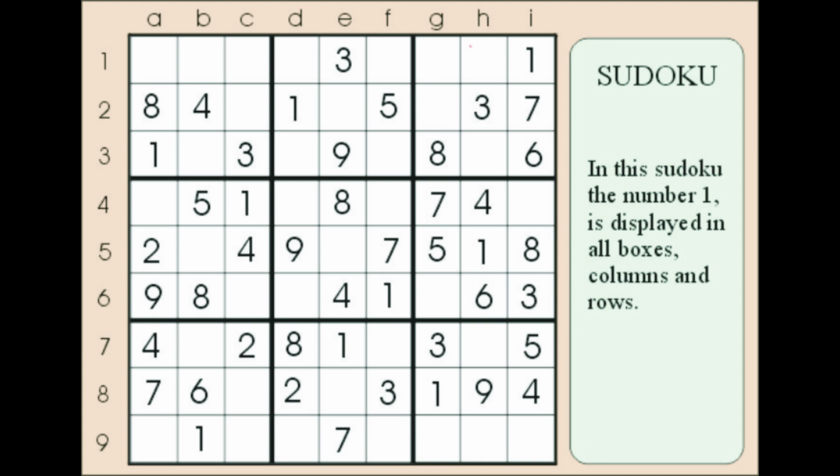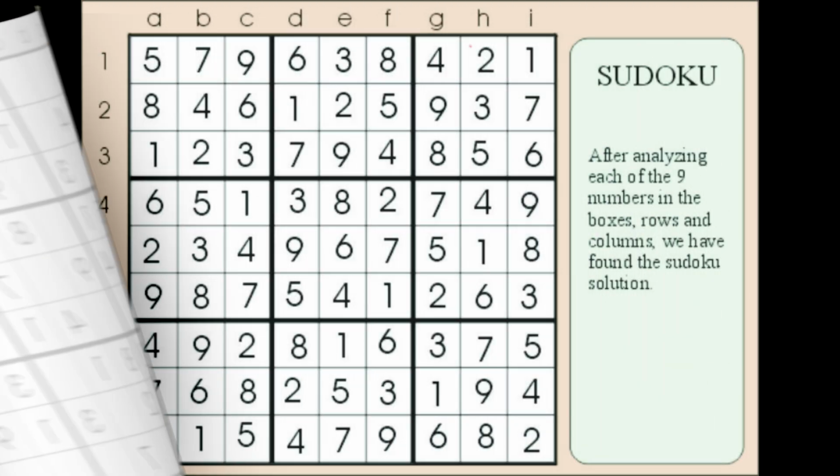The next step is to analyze the number 2 in each of the 9 boxes, always following the same procedure, which must be repeated with all the numbers until the Sudoku is solved. Remember that it is very important to pay attention, concentrate, and arm yourself with a lot of patience.